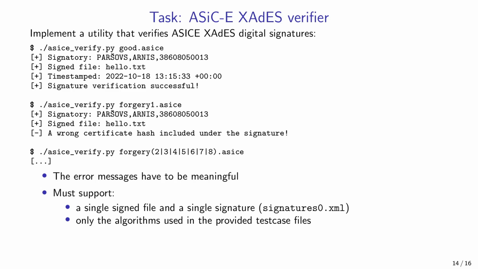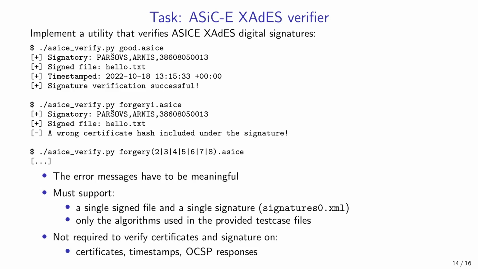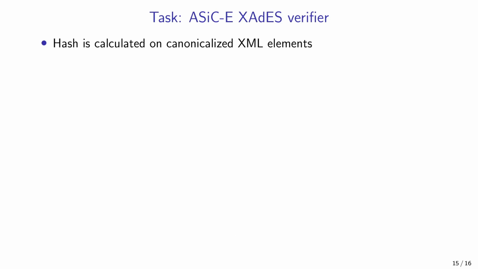The solution must support only the algorithms that are used in the provided test case files. It is not required to verify signatures on the certificates, timestamps, and OCSP responses. This would involve verification of the entire trust chain, which is too much work for this homework. Some notes. Note that the hash is calculated on a canonicalized version of the XML elements. The canonicalization code is provided in the template. You just have to pass in the XML and specify which element in canonicalized form you want to get back.